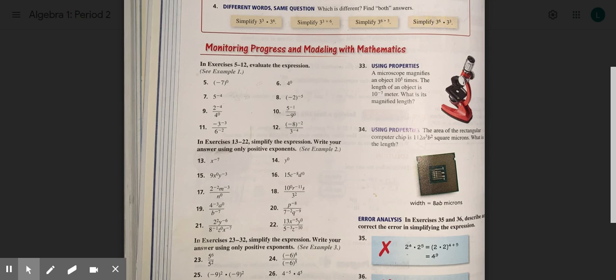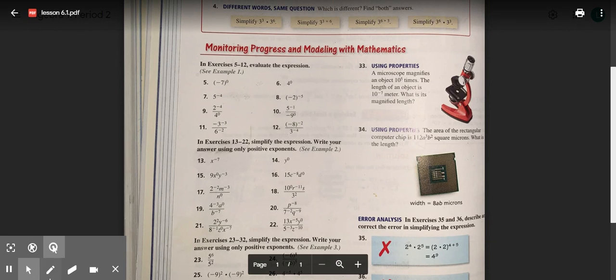And if you have a negative exponent, then you have to do the reciprocal of the base. If it's on the top, you need to bring it down to the bottom, the denominator. Or if it is, for instance, like number 11, that it has a negative on the bottom, then you're going to flip it to the top, to the numerator. Number 5 is negative 7 to the 0 power. So again, anything to the 0 power is going to equal 1.